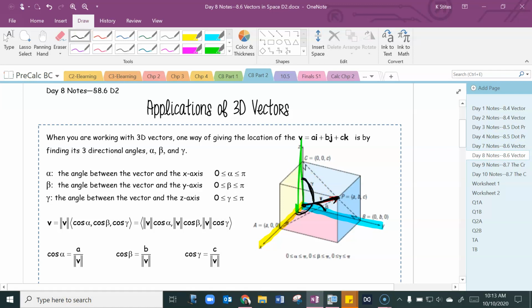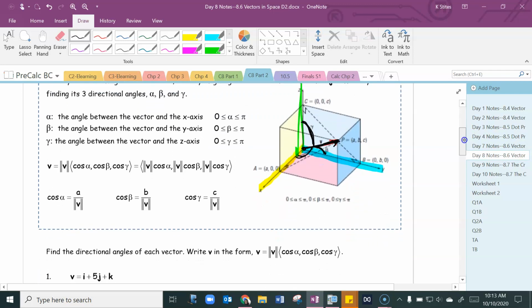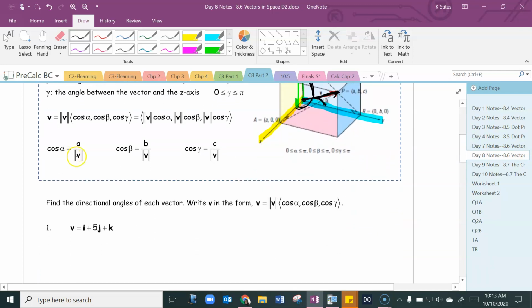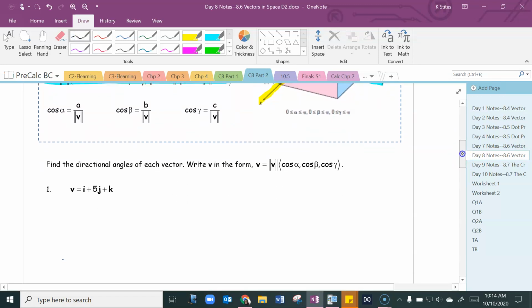So basically what we're going to do is find those three angles, and it's actually really easy to do. You're just going to find the cosine of alpha, which is your a value over the magnitude of your vector. Your cosine beta is your b value over the magnitude of your vector, and your cosine gamma is your c value over the magnitude of your vector. And a, b, and c are just the x, y, and z components of your vector. Then I'm also going to show you how you can write this vector in a different way.